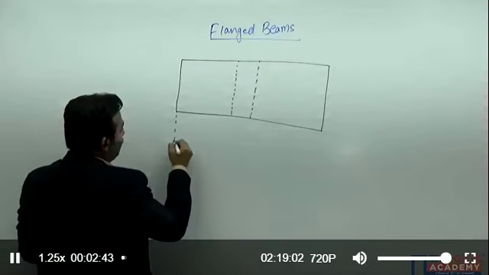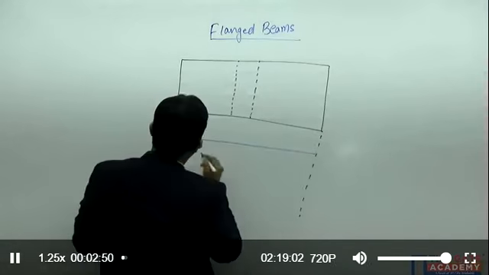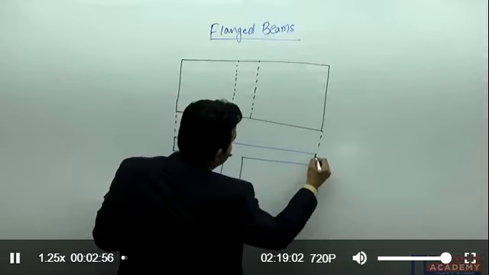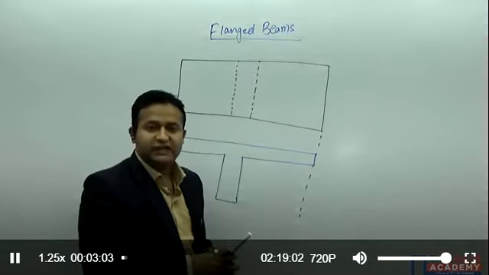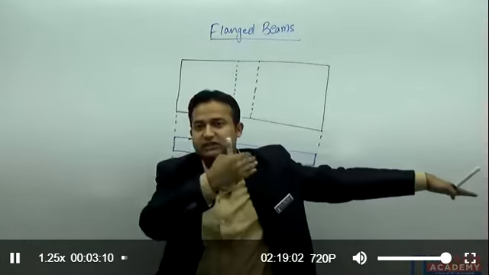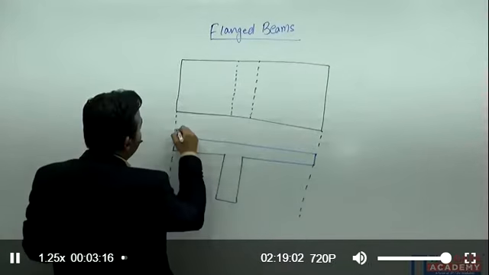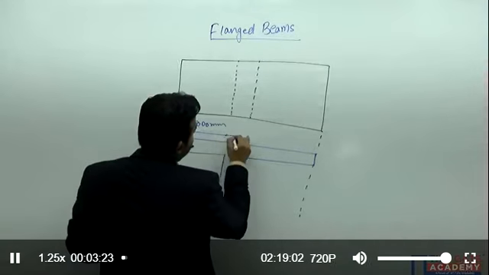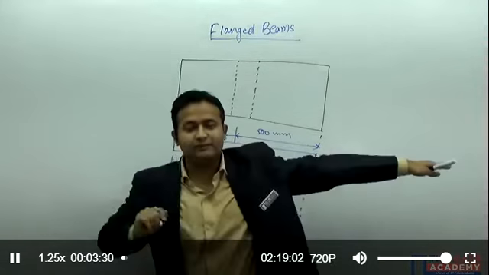If I want to draw the cross section, this type of beam I can see. This is called the flanged beam. So this is my web and these are my flange. These two parts together are the complete flange and this is the web. Right? So what will happen? Suppose this distance is 500 mm and the remaining distance is again 500 mm. This is 500 mm, this is 500 mm.